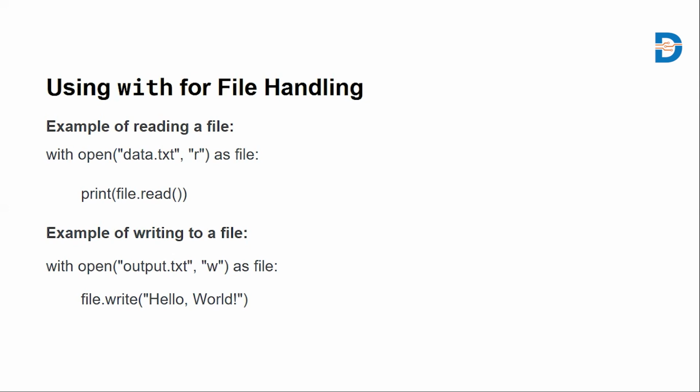You can also use the with statement to write a file. That is example 2. Here: with open output.txt, w, as file, file.write hello world. Here, the with statement opens output.txt in write mode, as I have used the w inside the parentheses. W refers to write mode. And once the block is done, it automatically closes the file. The file is created if it doesn't exist and any existing content is overwritten.